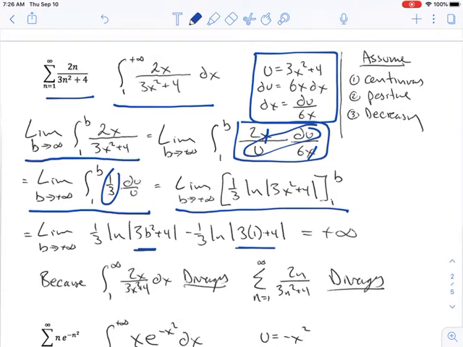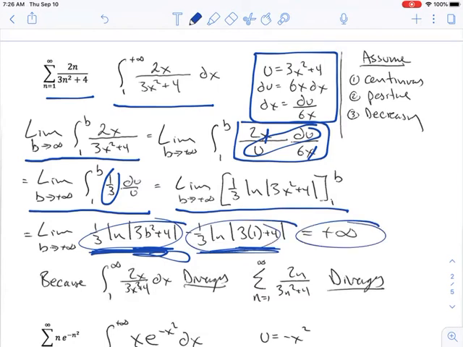The logarithm function is also an increasing function over its entire domain to infinity. And so as b gets infinitely large, this whole quantity here, the logarithm, is getting infinitely large. Since this is approaching infinity, it doesn't matter what's going on here. If either one of these terms is approaching infinity, the whole thing is approaching infinity. And so the integral diverges, and because the integral diverges, the series also diverges.